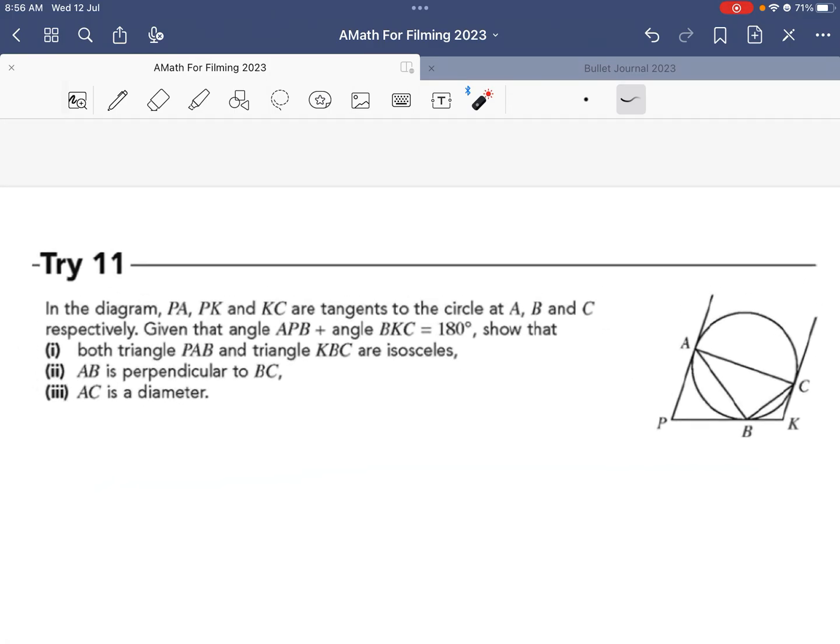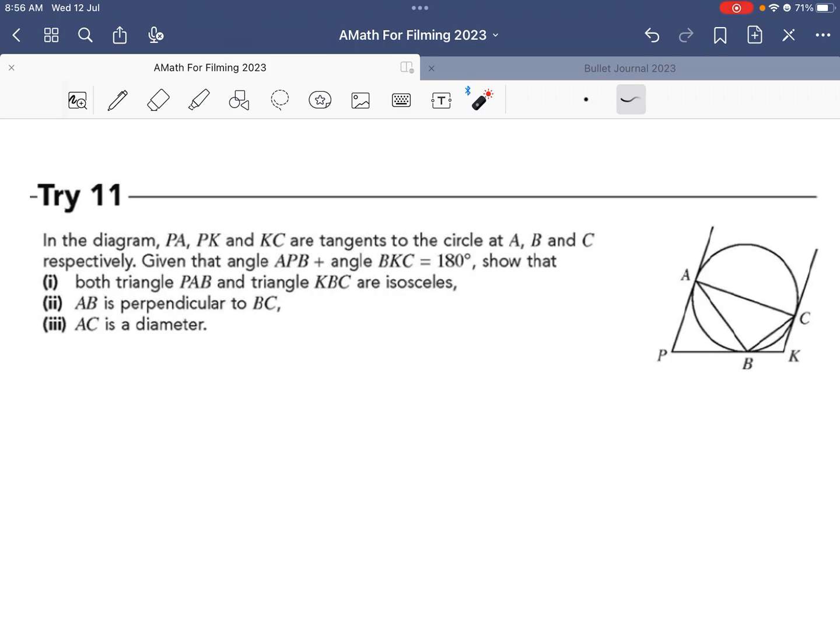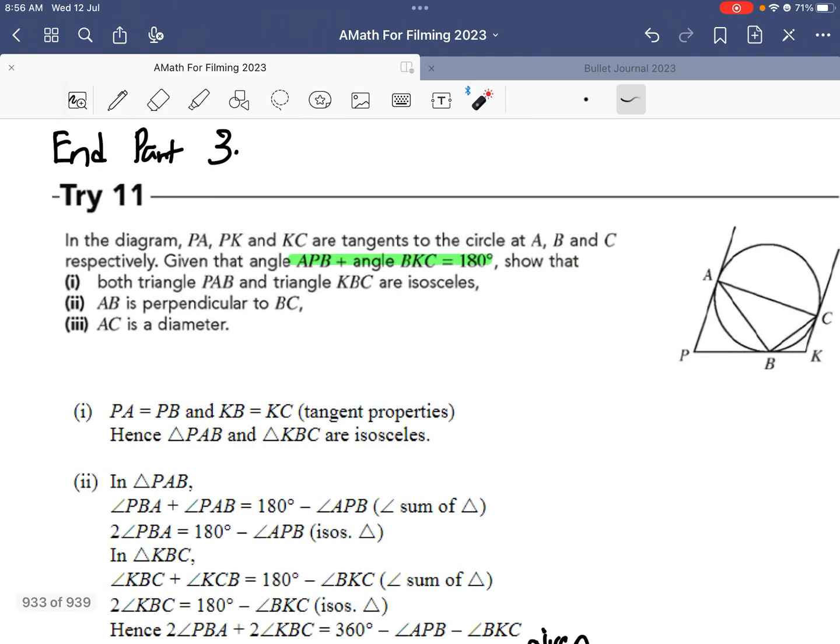Now, if you can, please pause the video and look at try 11. When you're ready to actually look at the answer itself, you can unpause the video and I will carry on with try 11. Okay, so try 11 is this.